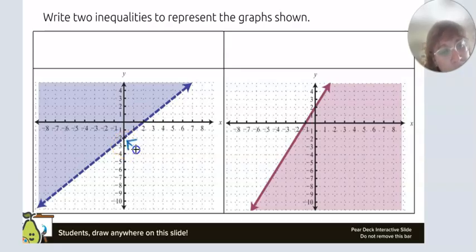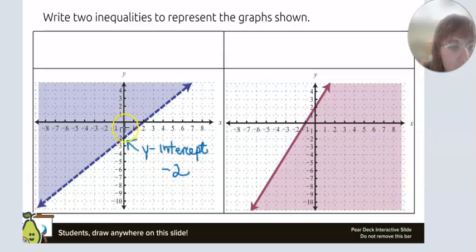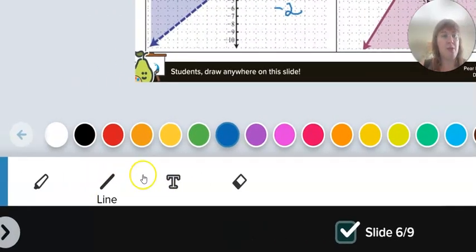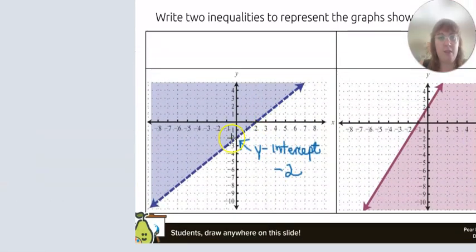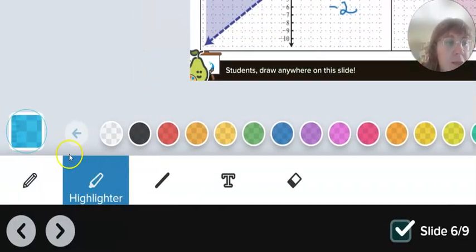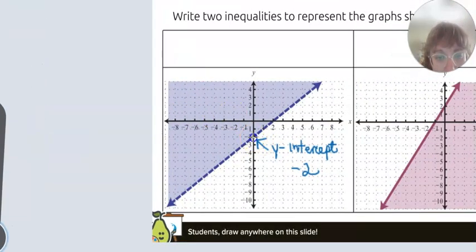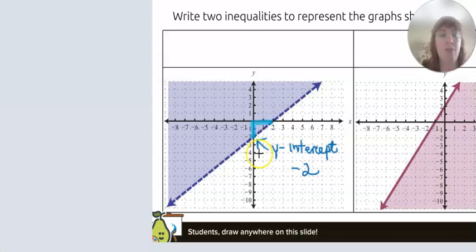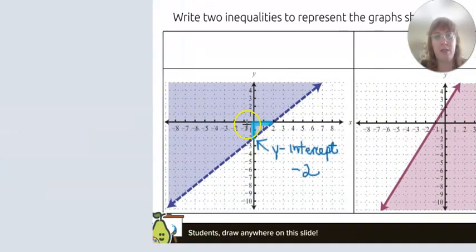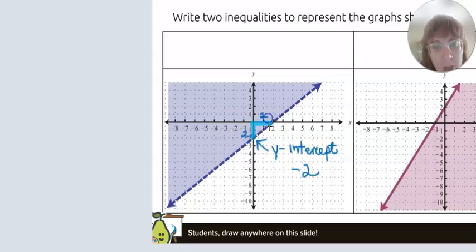What we notice, of course, is here's our y-intercept where it crosses that y-axis at -2. And if we want to look at the slope, I'm going to have to make this much smaller. Okay, we're going up 2 and over 2 to get to our next point. Up 2, over 2. So our slope is 2 over 2, which we can just simplify to 1.